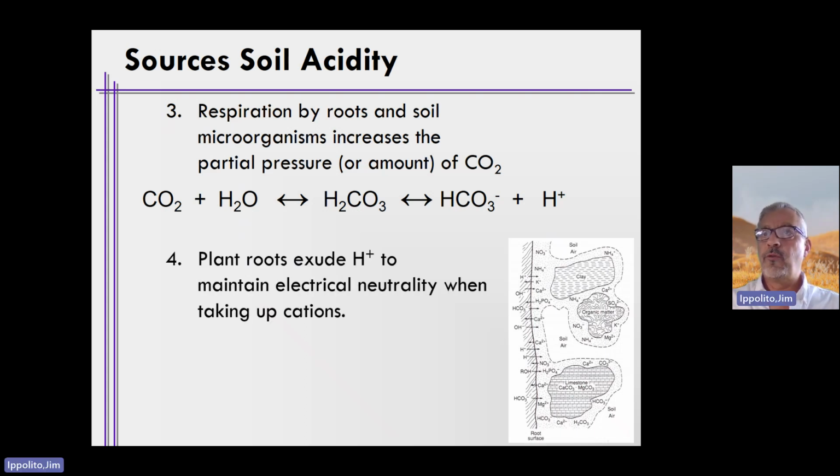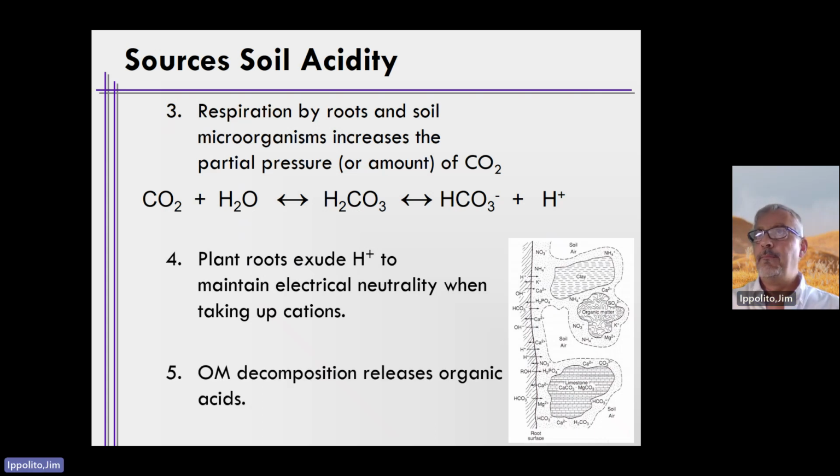The fourth source of acidity is the fact that plant roots can exude free hydrogen ions into the soil solution to help, among other things, maintain electroneutrality when taking up cations, right? This is active transport where free hydrogens are pumped across the plasma membrane out into the rhizosphere, or the soil surrounding the root, in exchange for uptaking, say, calcium or other cations like potassium. And it generates acidity in the rhizosphere.